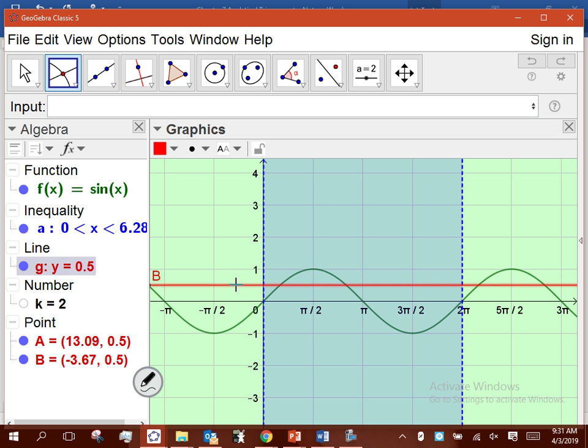Gavin, you okay? Long night. Okay. Outside of the blue area?